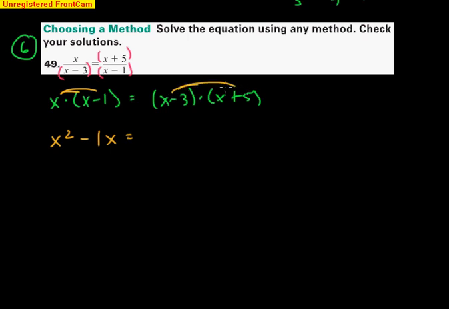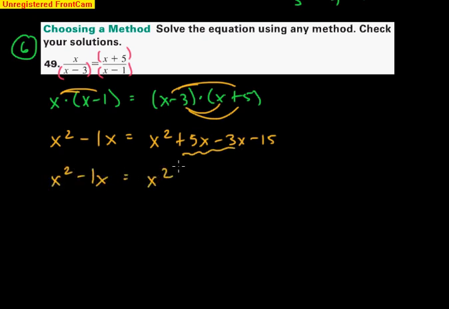Okay, and then on this side we're going to FOIL, so x goes to both. x squared plus 5x. The negative 3 goes to both. Make sure it's negative. Minus 3x minus 15. Let's simplify that. x squared minus 1x equals x squared plus 2x minus 15. And now let's move everything to one side. Now notice you have x squared on both sides. There's one of them. Guess what? They cancel. And that's a great day.